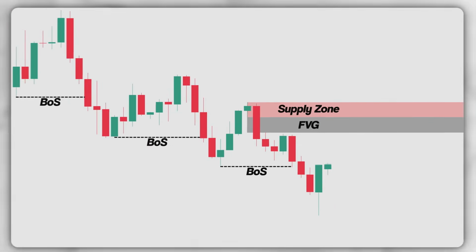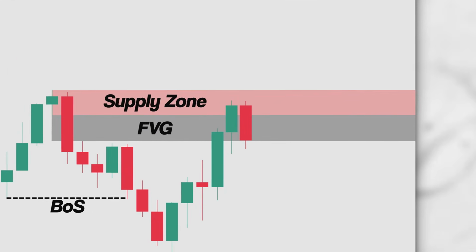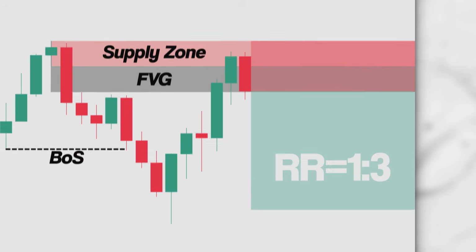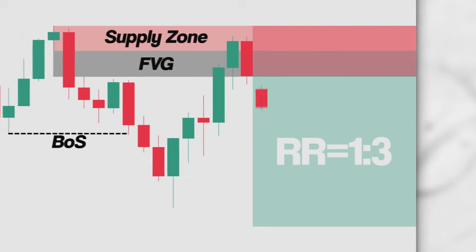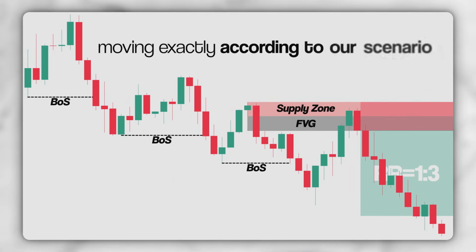After that, price retraces back into the supply zone and forms a clear bearish confirmation, shown by a red candle closing down. At this point, we enter a short position. The stop loss is placed at the upper boundary of the supply zone, and the take profit is set at 3 times the stop loss distance. From here, we can see price respecting the zone and moving exactly according to our scenario.